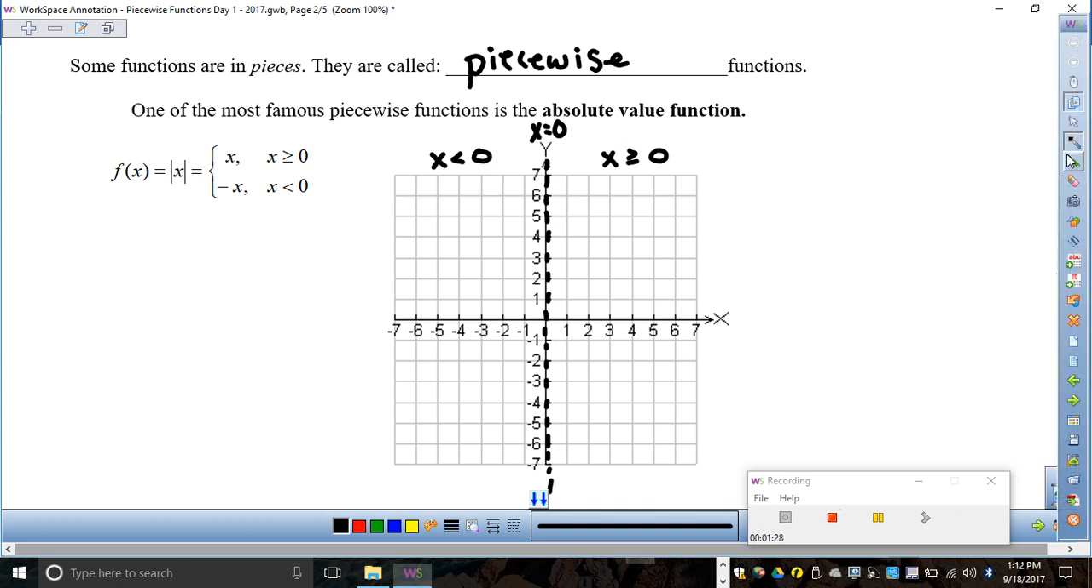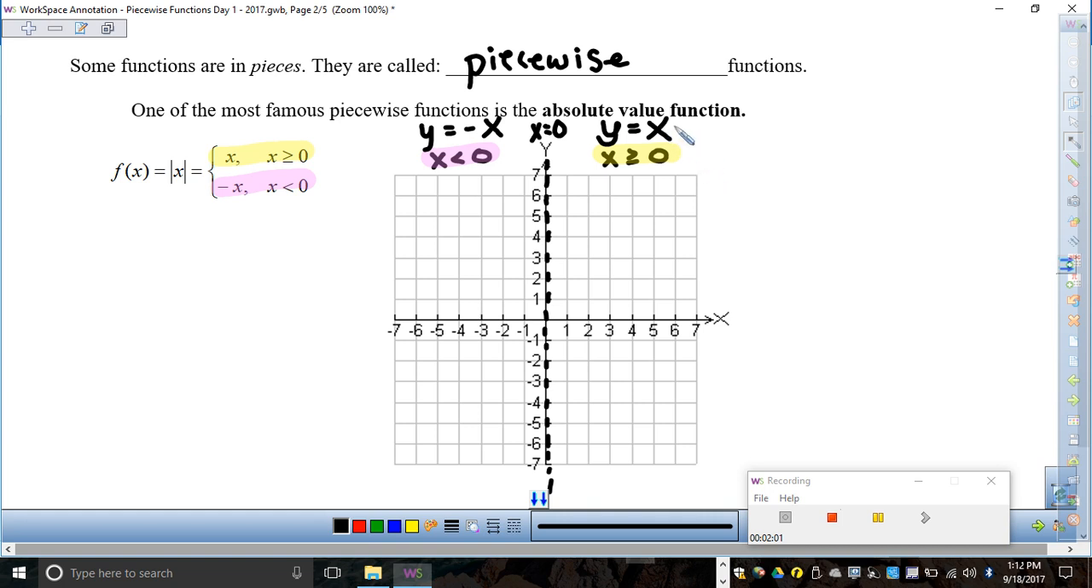Then I'm going to continue labeling by writing which equation goes on which side. So the equation on the right side, where x values are greater than or equal to 0, just says f of x equals x, and another name for f of x, we could replace it with y. So I'm going to write the equation y equals x. Now for the other side, when x values are less than 0, our equation is y equals negative x. All right. Doesn't matter which side we start on.